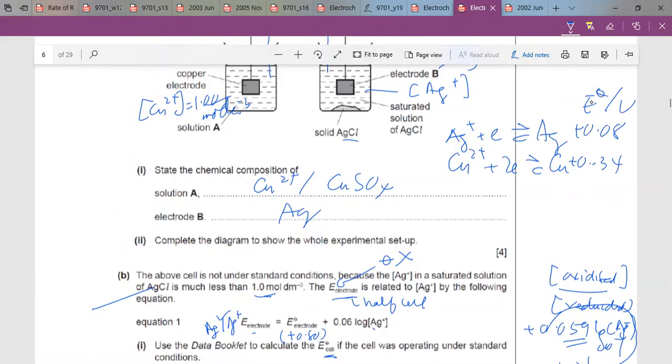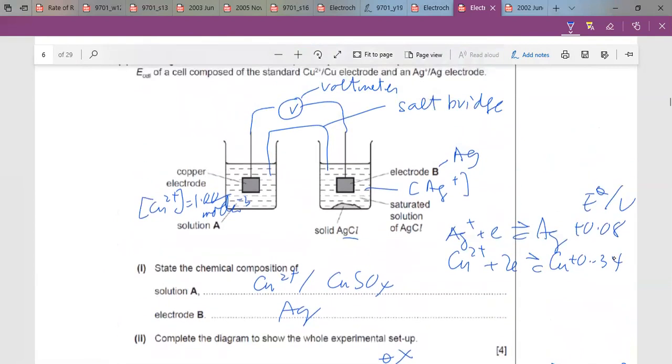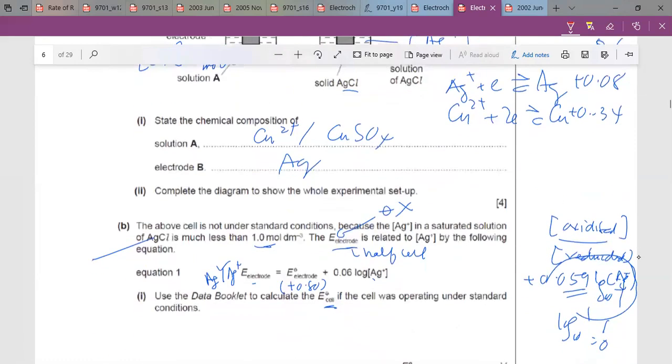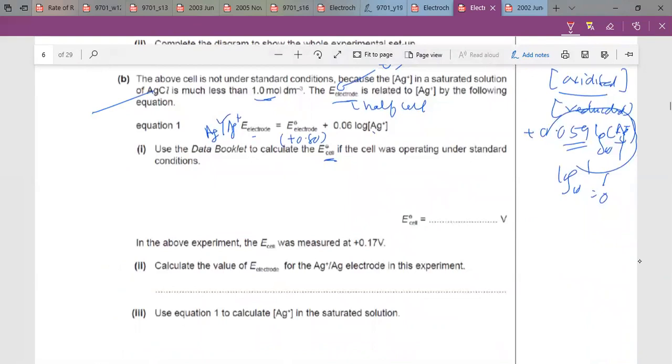So which is the pole? 0.34 is the more positive. So copper is positive here, and silver is negative. Negative means electrons will travel this way. So here undergoes oxidation, and here undergoes reduction. Simple. If I ask you what's the E cell, they didn't ask you the whole equation, so it's easy. The E cell under standard conditions equals E reduction minus E oxidation. Equals what? Now, which one is undergoing reduction?